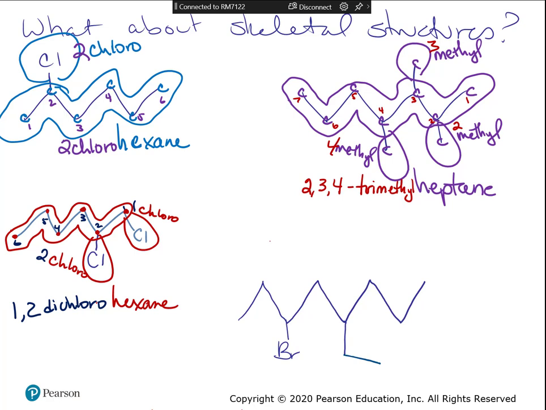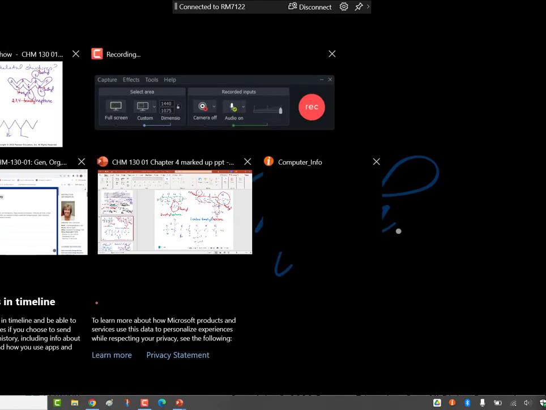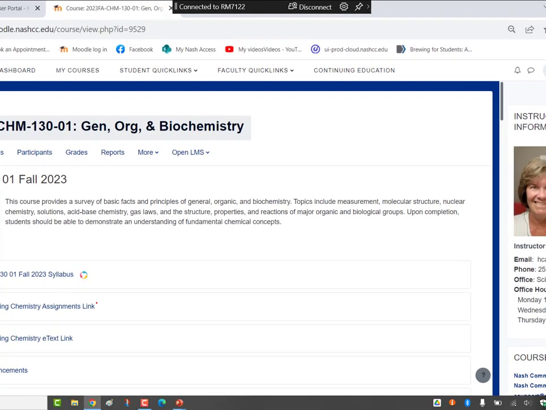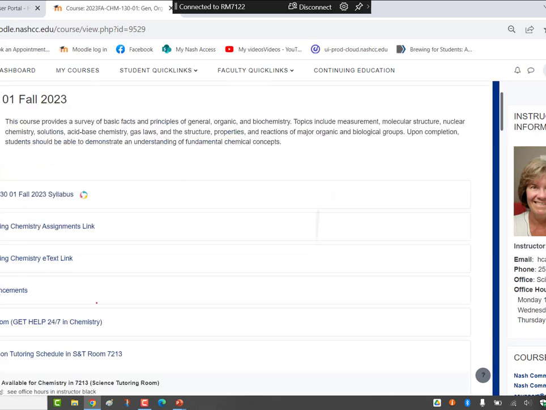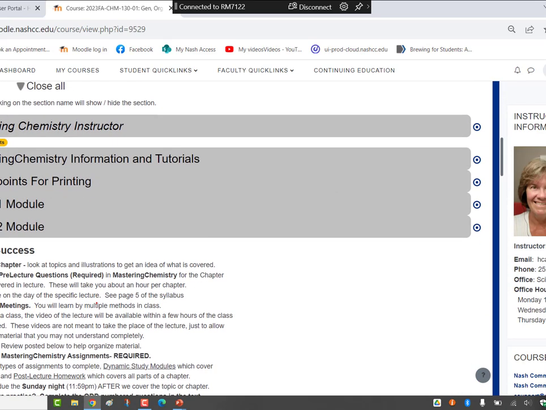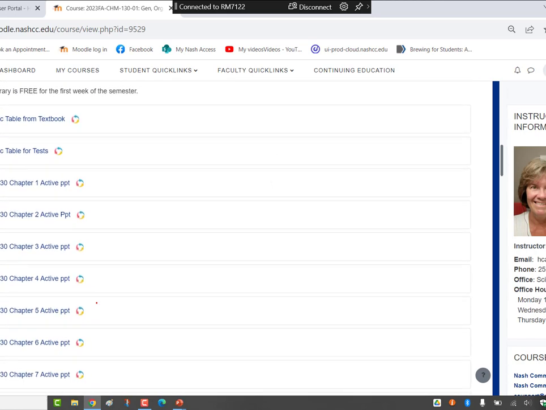So if you want more practice with these, one thing you could do is go to Chem 130, go to the Moodle page. You don't really even have to print, but you could just download the active PowerPoint. This active PowerPoint is the blank PowerPoints, so it doesn't have any of the answers written on it. Now you've got all of these practice sheets, okay? So you could just download it onto your computer, go to the page where you have to practice some naming, sit down and do the naming.